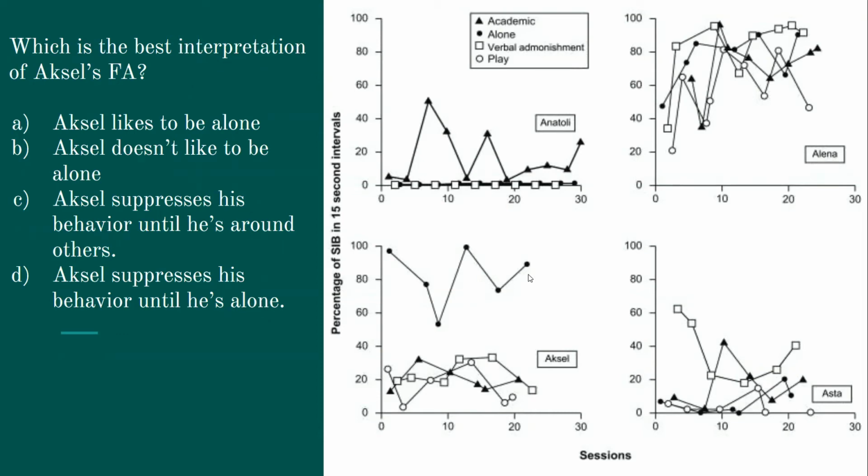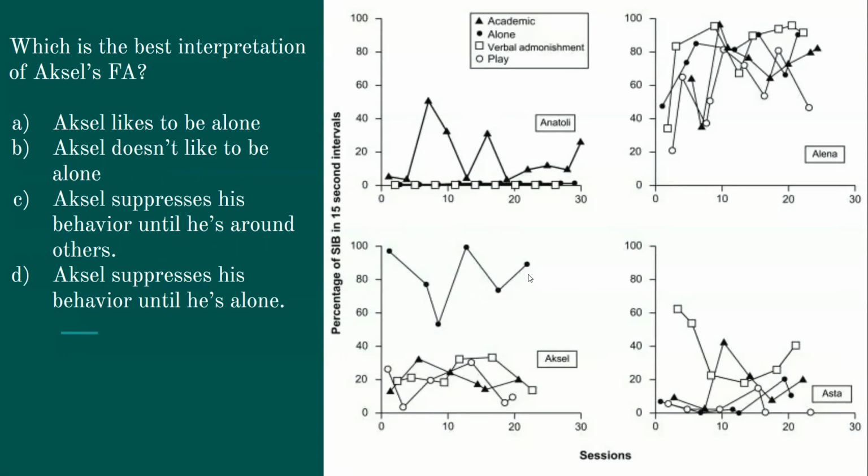That seems a little bit mentalistic to me. I don't know what "likes" is. It's not well defined. It might be a term we use regularly, but when we're defining a behavior, we should stay away from it. So I would stay away from A, and I would stay away from B for the same reason. We don't know that he doesn't like to be alone. Again, a little bit mentalistic.